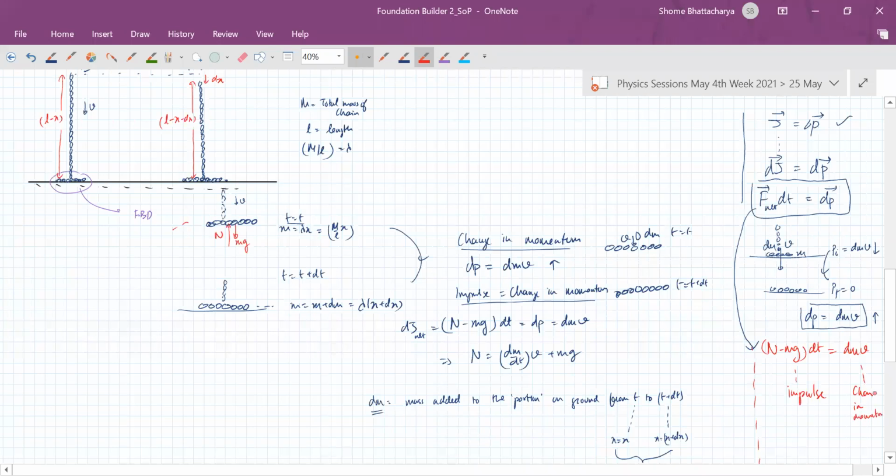Clear now? Yes, sir. Got it. So this is a little tricky, this part. And then the rest becomes just mathematics. Once you're clear with this equation, from here, the rest of it is just you're transferring the terms, then you're interpreting what dm by dt is.